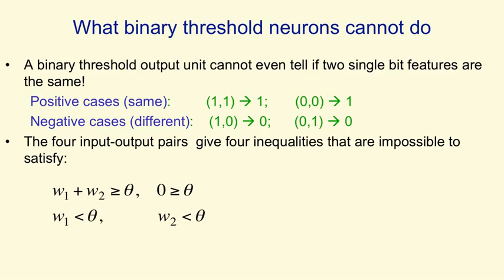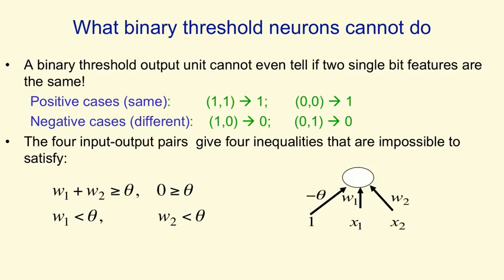Now if you take those first two inequalities and you add them up, you get that W1 plus W2 must be greater than twice the threshold. And if you take the second two inequalities and you add them up, you get W1 plus W2 must be less than twice the threshold. So there's clearly no way to satisfy all four inequalities.